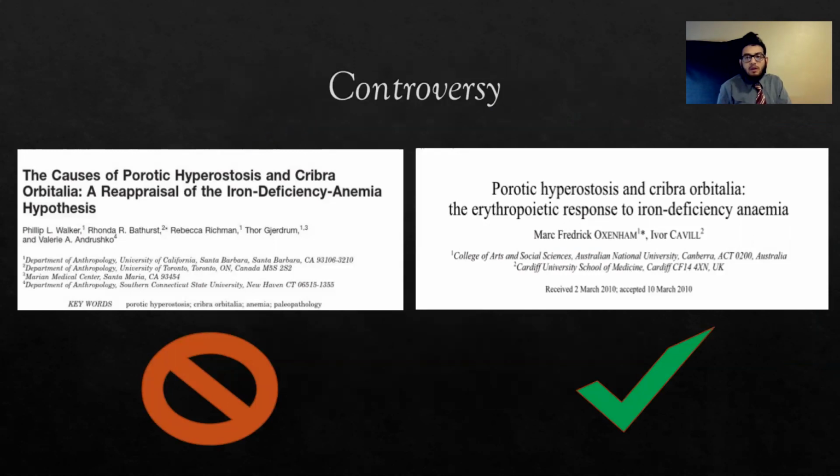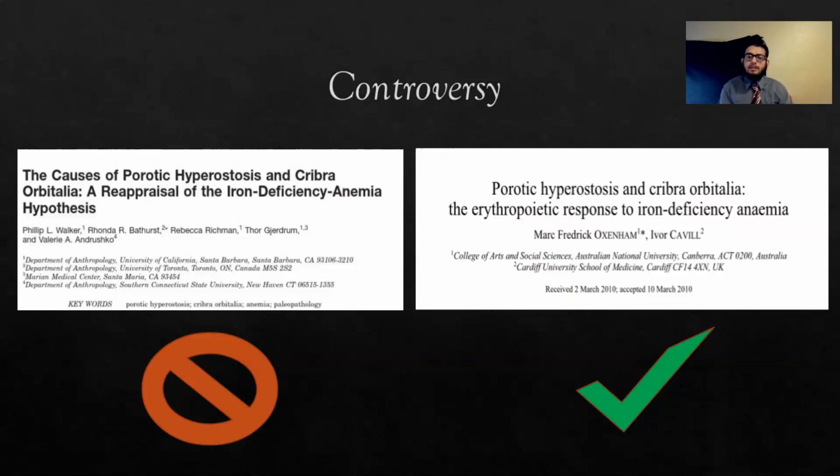So the iron deficiency anemia hypothesis is not something that is set in stone, and in fact, there's actually a lot of controversy behind whether this condition actually causes Porotic hyperostosis and Cribra Orbitalia. One of the most famous rebuttals against the hypothesis comes from Walker et al. 2009, and they cite a lot of medical literature stating that iron deficiency anemia cannot cause these conditions for a number of reasons, such as that an individual with iron deficiency anemia could not produce enough red blood cells to cause that red bone marrow to expand outwards, and in return they provide another possible solution, which is megaloblastic anemia.